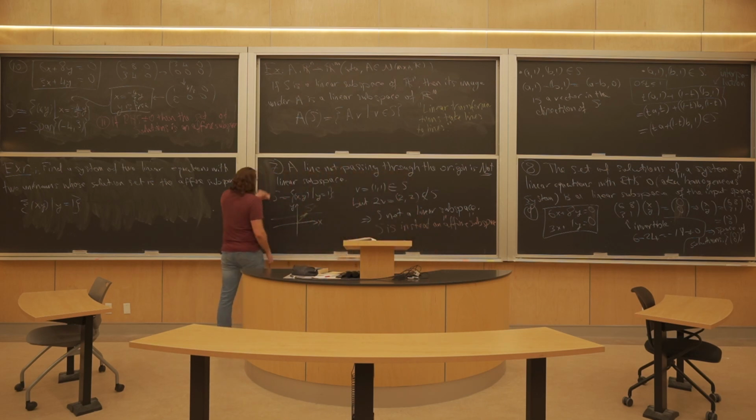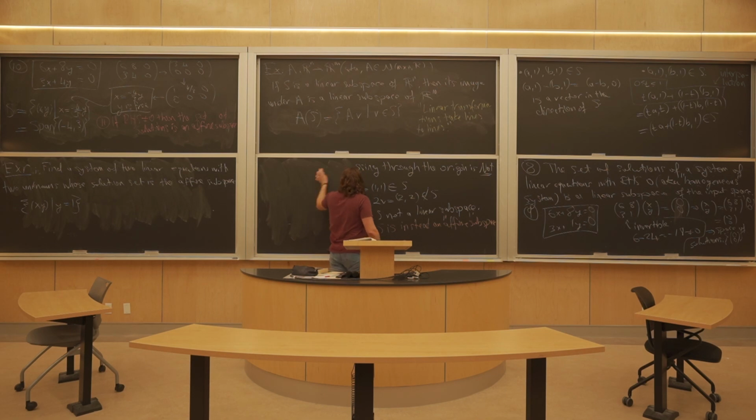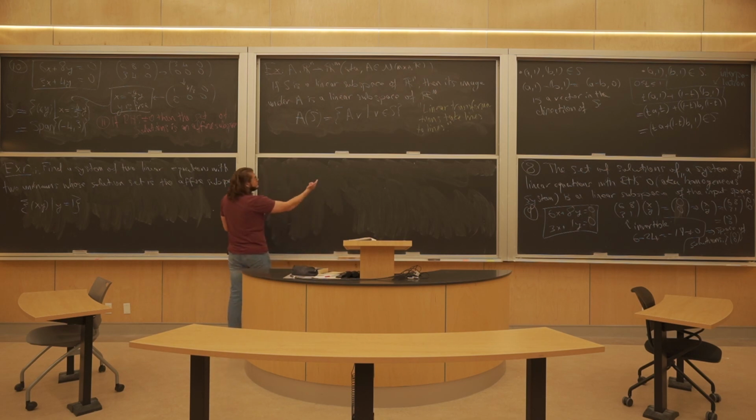So I need to check two properties. That if I were to take two vectors in A of S, then their sum too is in A of S. And likewise, if I were to take one vector in A of S and scale it by some number, then that scaled vector too is in A of S. Of course, we need to be careful about inputs and outputs. Okay? So check.